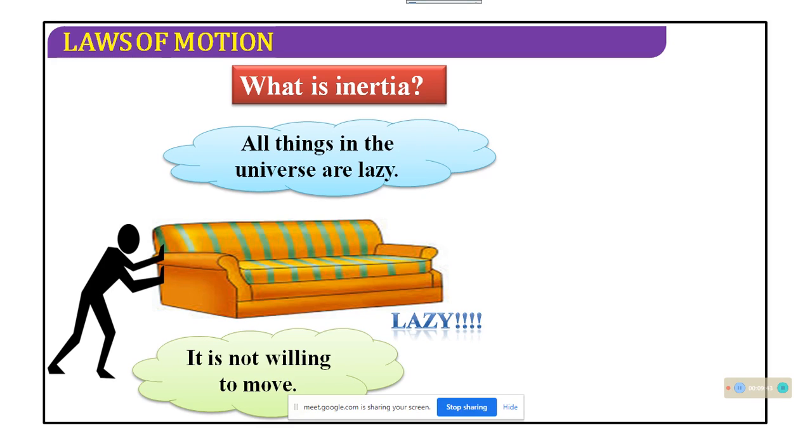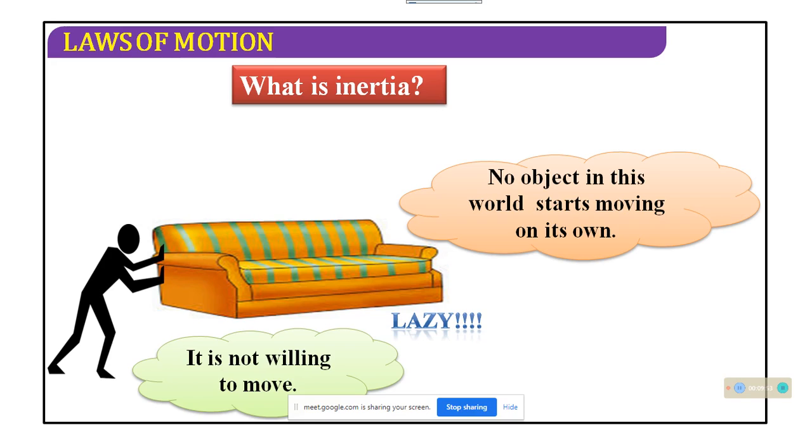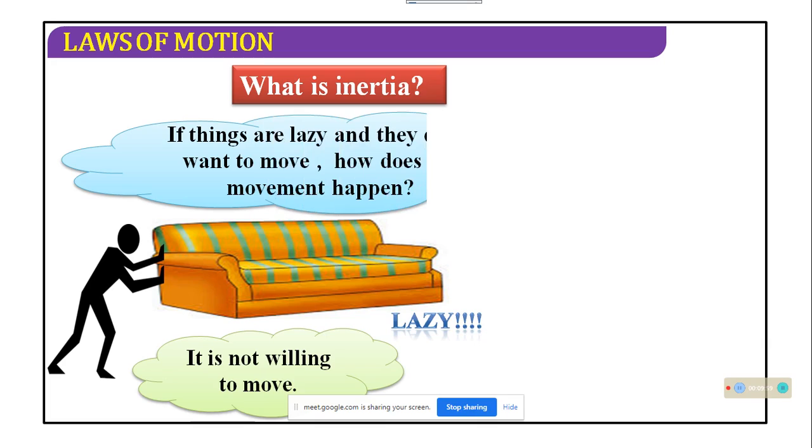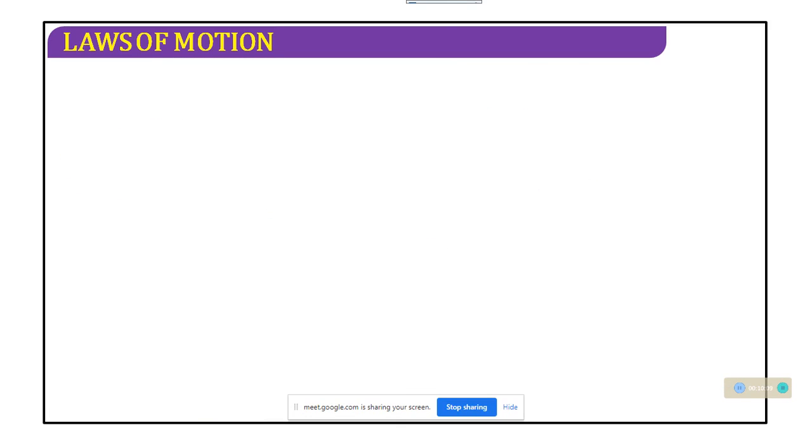Okay, all the things in the universe are lazy. That is what we can explain here. No object in this world starts to move on its own. If a thing is large, it does not want to move. How does the movement happen?